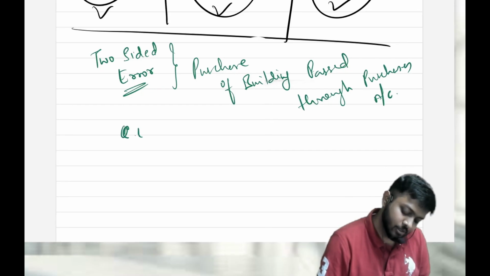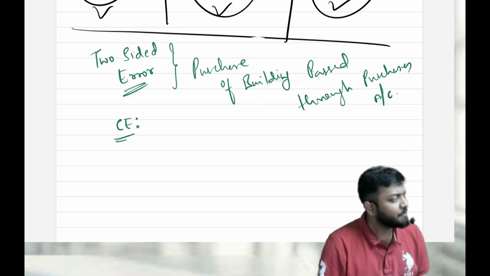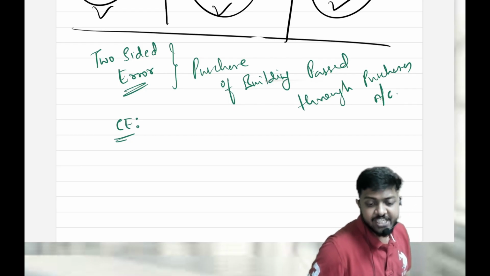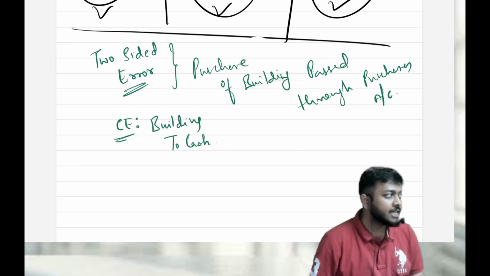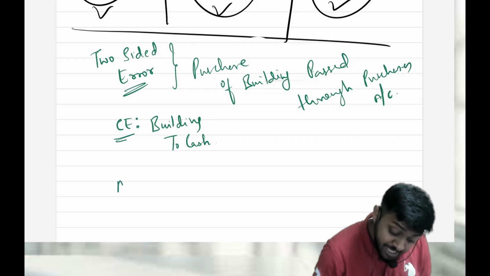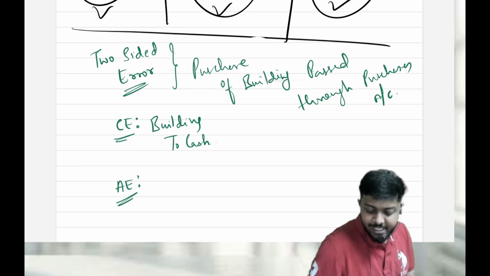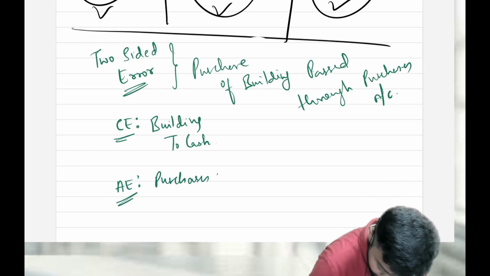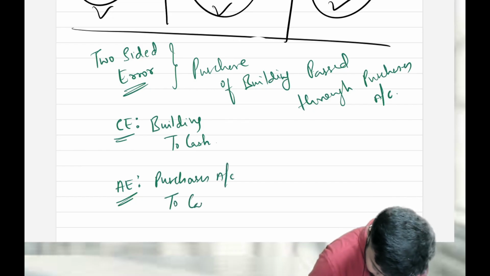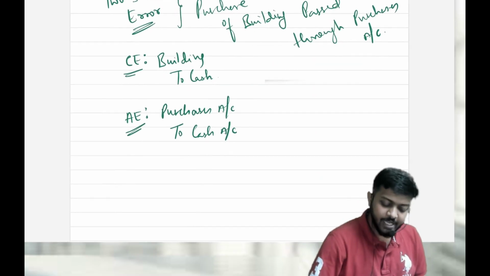Okay. Sir, what should have been the correct entry? Since I purchased building, the correct entry should have been: building is an asset increasing, debit; to cash, an asset decreasing, credit. This should have been the correct entry. Then I will write what is the actual entry that they have done. Nonsense people, what they have done. The actual entry they have passed is through purchases. So purchases account. Okay. How much? Say it is 1 lakh.